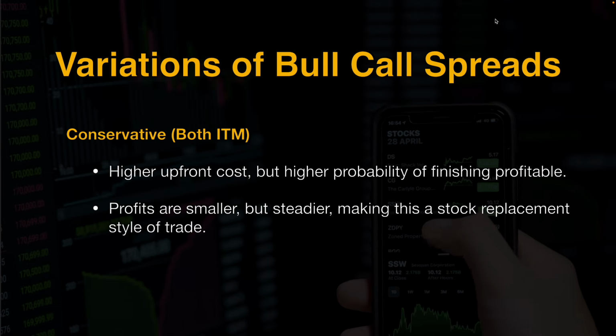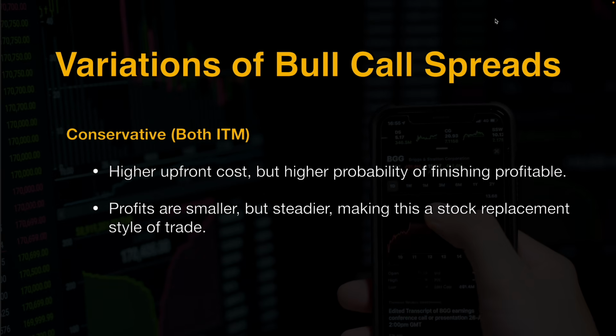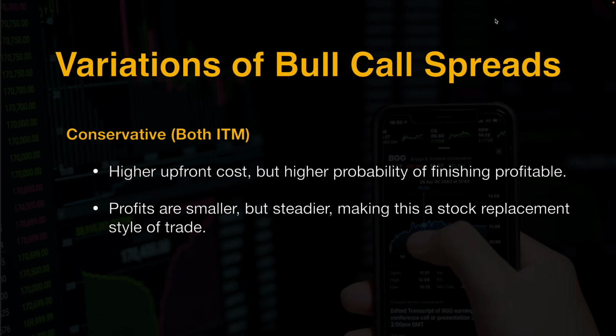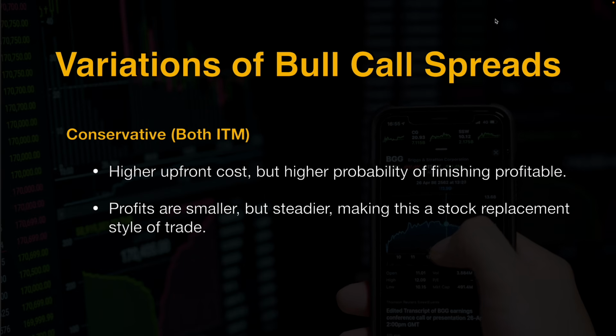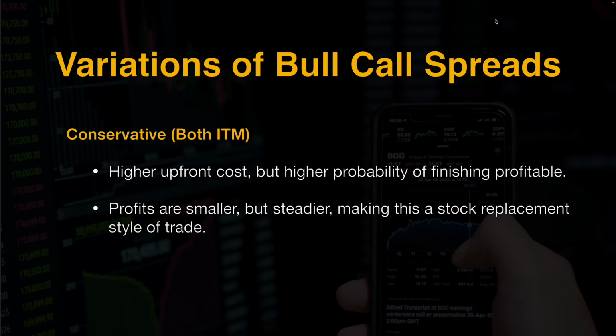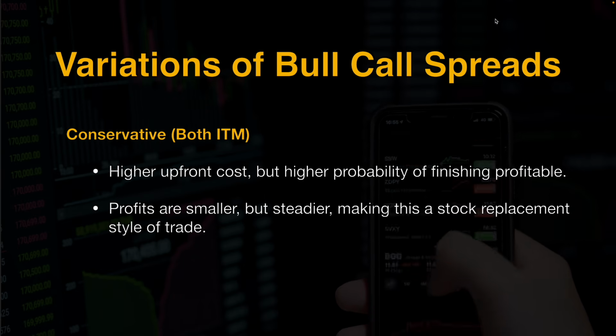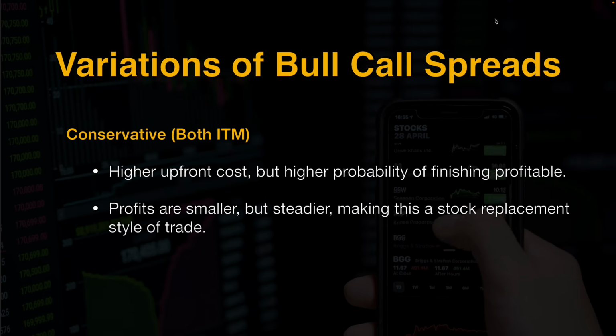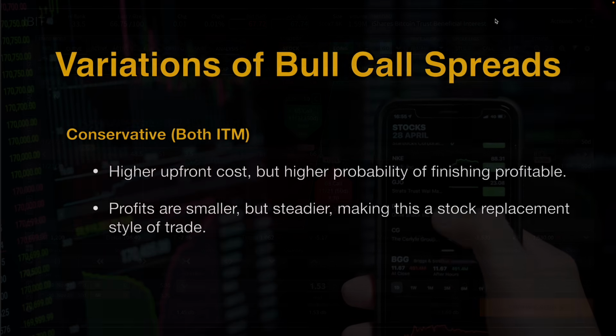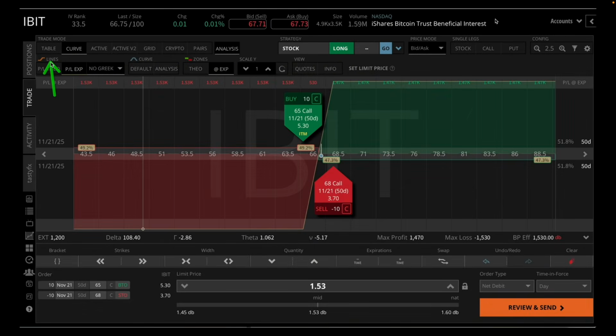And finally, traders can be much more conservative. This is where both strikes are in the money. This translates into higher upfront costs, but has a higher probability of finishing profitable. Profits are smaller but steadier, making this a stock replacement style of a trade. So let's check out what this would look like.